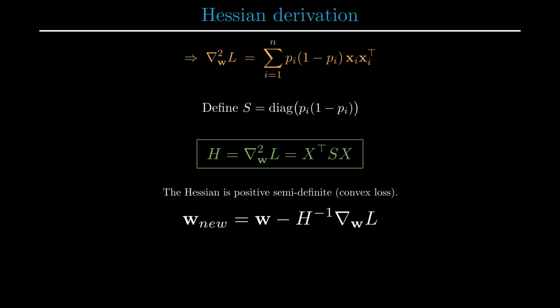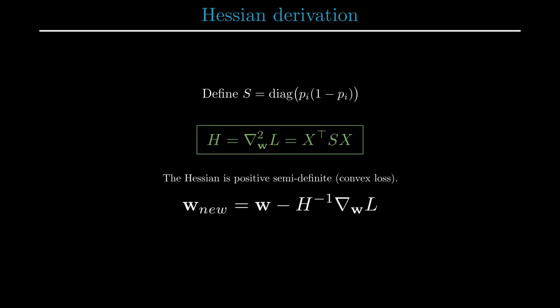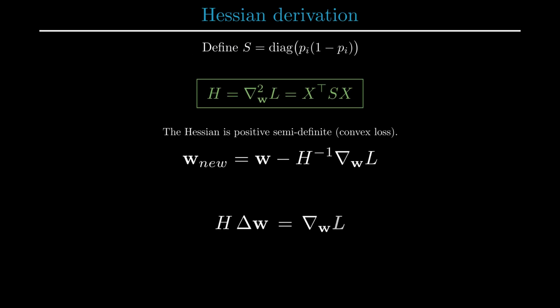This structure allows us to use Newton's method, which uses curvature to choose better update directions. In practice, we don't invert the Hessian. Instead, we solve this linear system to find the update step. This is known as the Newton IRLS method. And just like before, the bias is included as part of the weight vector by adding a row of ones to the data matrix.